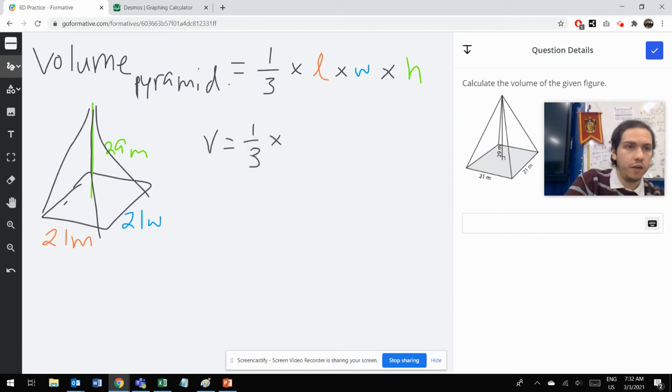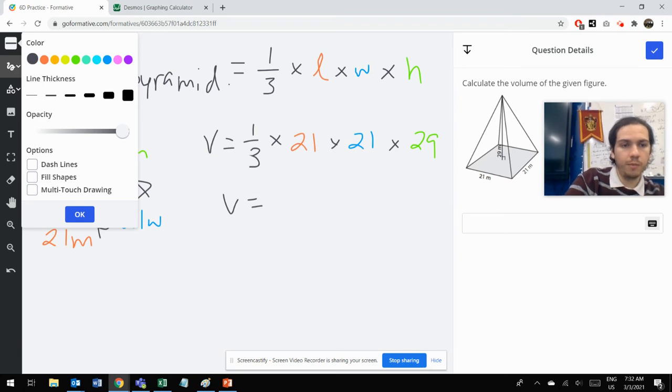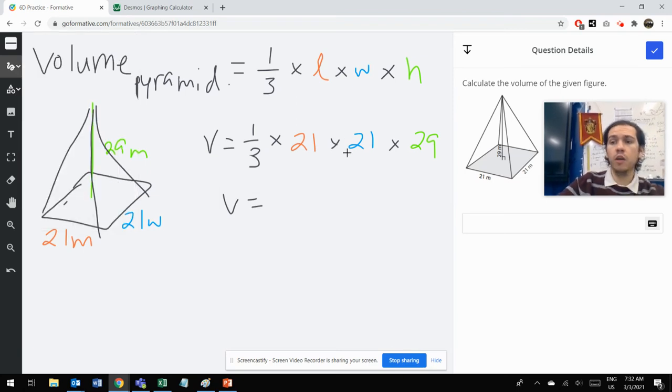Okay, so then I could go ahead and just start multiplying stuff. We get 1/3 times 21 for the length times 21 for the width, and then times 29 for the height. You'll notice that there's no pi here, so I don't have to worry about putting pi in my answer. Pi only shows up with circles, and there's no circles here.